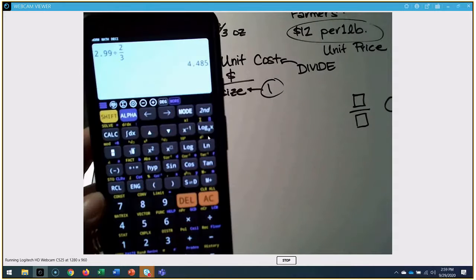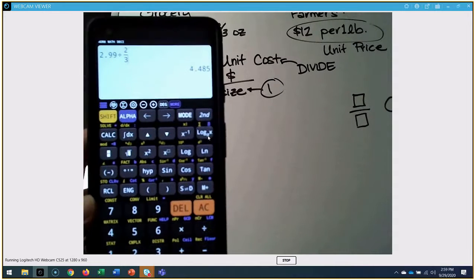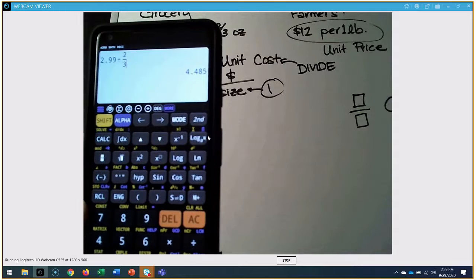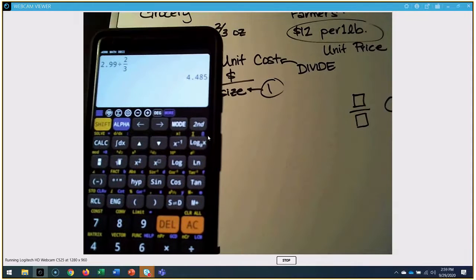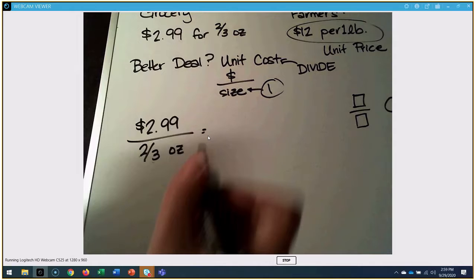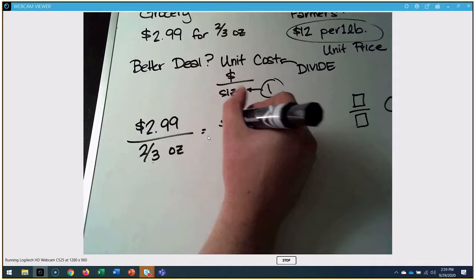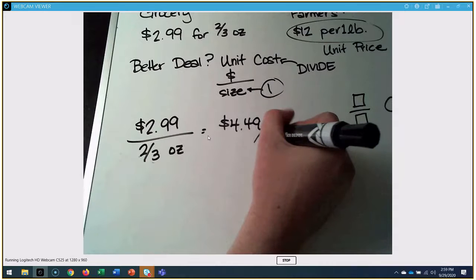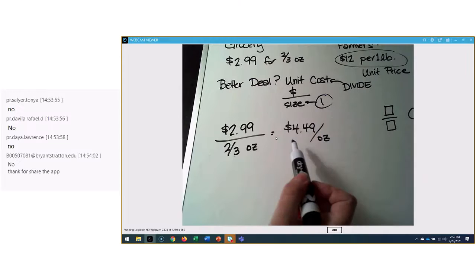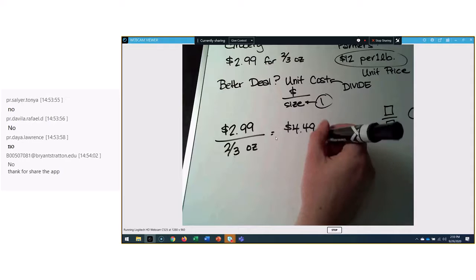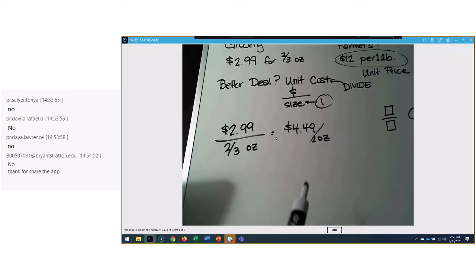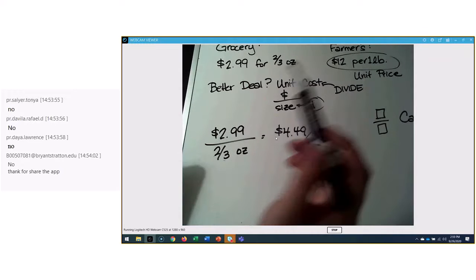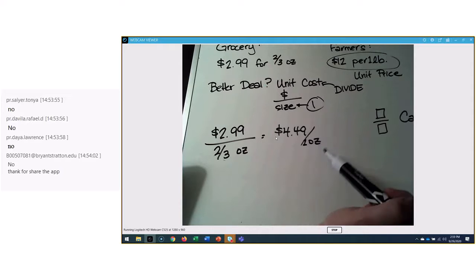In the meantime, this is the answer I'm getting, 4.485. Since we're talking about money, I'm going to round that off and make it 4.49. So $4.49 per ounce, per 1 ounce. Okay, now I've got unit prices. I've got $4.49 per ounce, and I have $12 per pound.